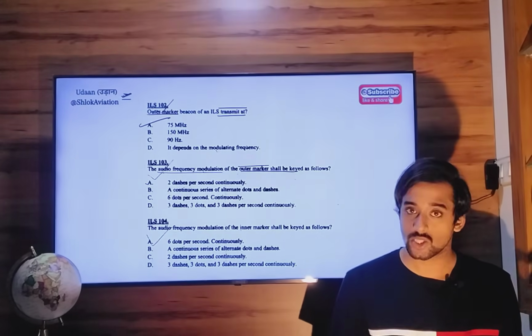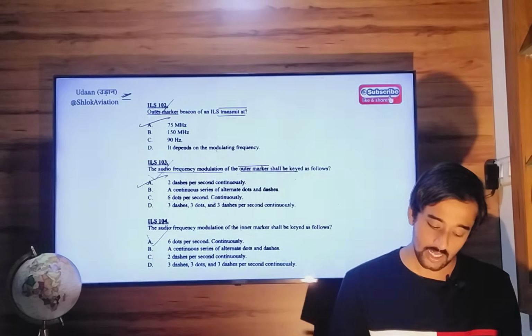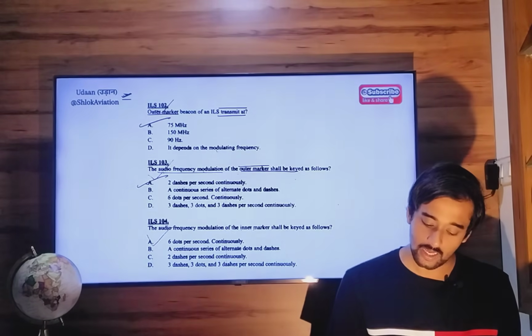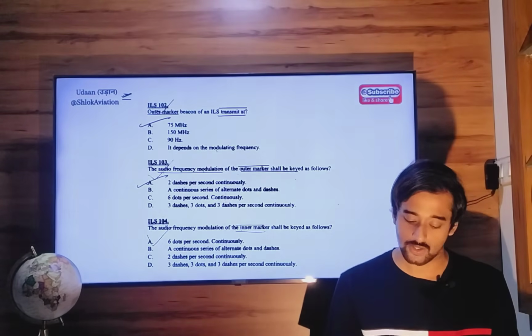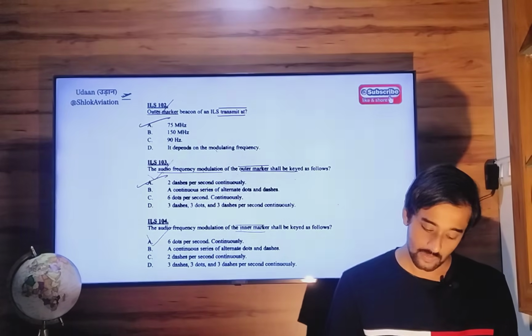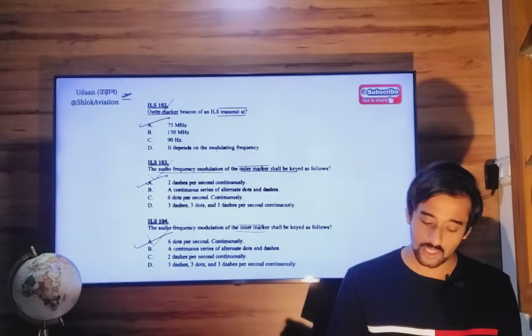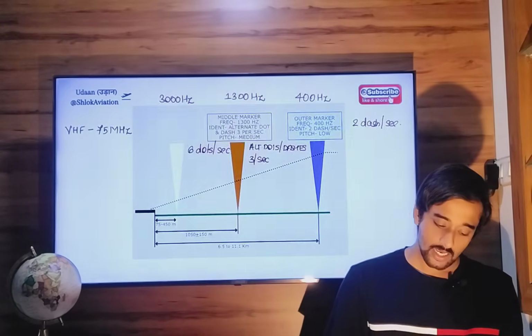So the audio frequency modulation of the outer marker shall be keyed as follows. For the outer marker it is 2 dashes per second continuously. Option A. The audio frequency modulation of the inner marker shall be keyed as follows. For the inner marker, it is 6 dots per second. So option alpha. Next question.